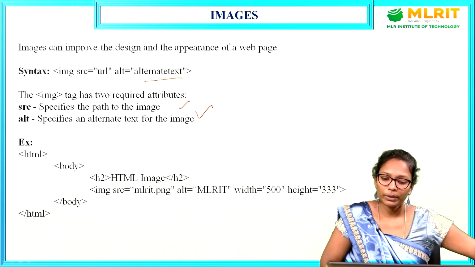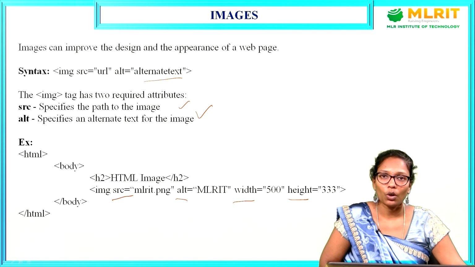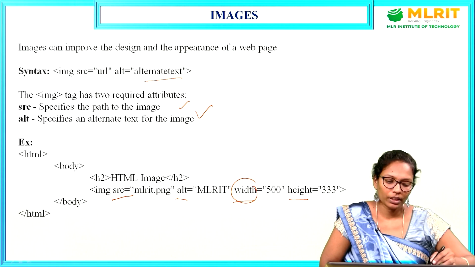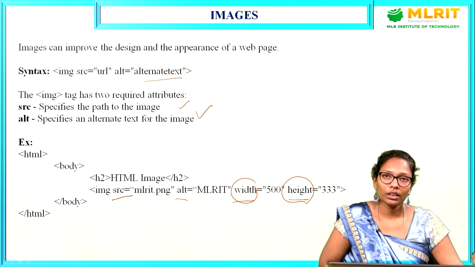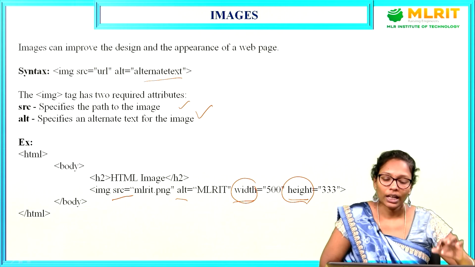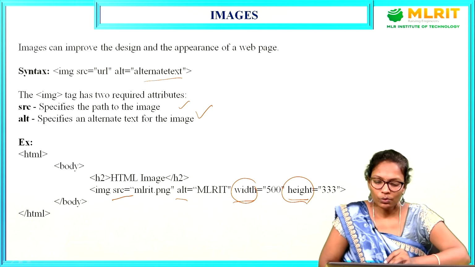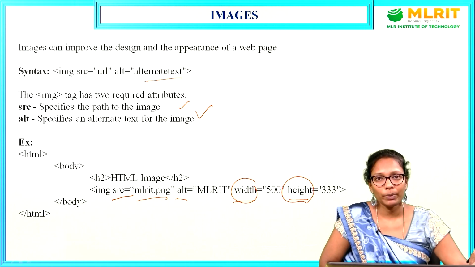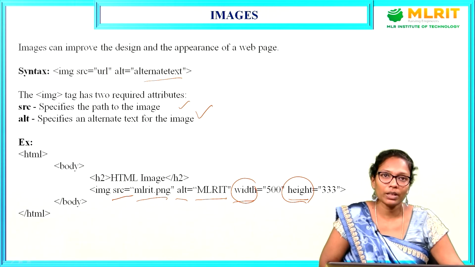This is the simple example here. Along with source and alternative, I also used width and height. The width is how much width my image should display, and the height is how much height my image should be displayed. Those are not mandatory attributes. If you give them, the image will be displayed within that range. Otherwise, it will occupy the complete screen or be based on the size of the image. The source name I am giving is MLRIT.png. If it is available, then that will be displayed as the output. If it is not available, then simply the alternative text MLRIT will be displayed.